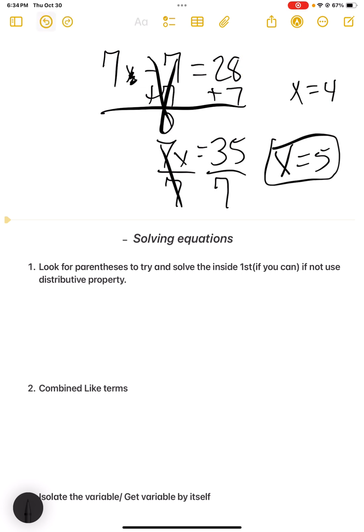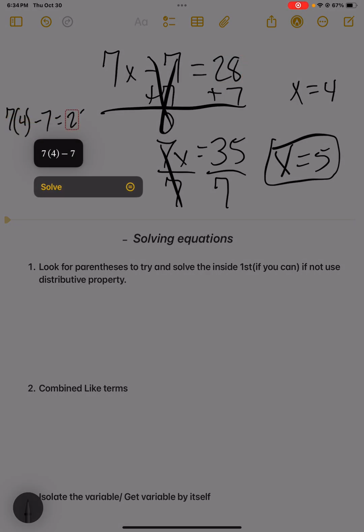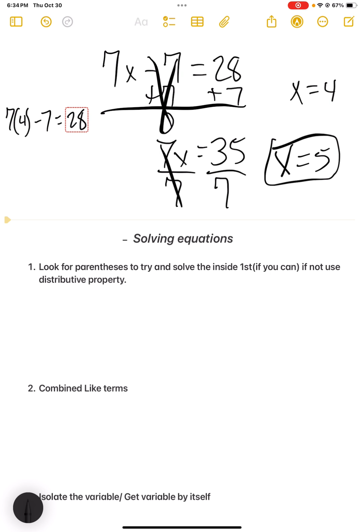So doing that, I'm going to write it over to the side just to check my wrong answer, even though I know it's wrong, just to show you. That would be 7 times (4) minus 7 equals 28. I know that 7 times 4 is 28, then 28 minus 7 would be 21, which is equal to 28. Is 21 ever equal to 28?